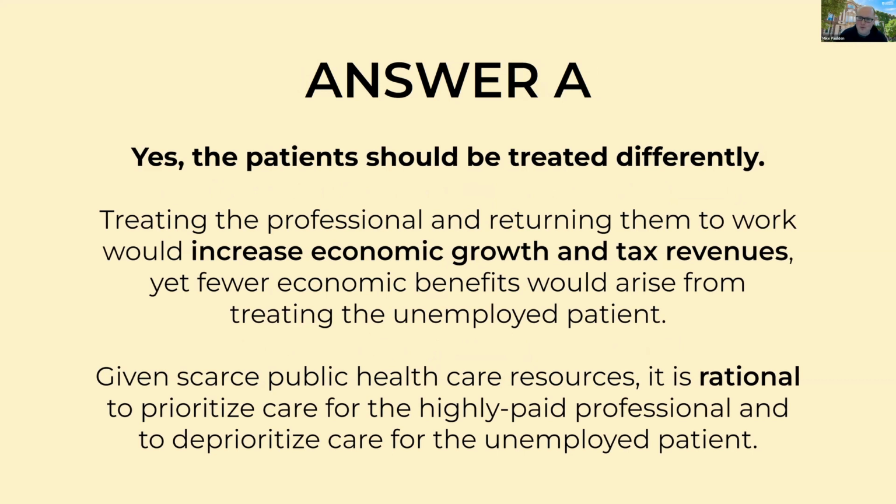And there's a couple of possible ways of answering this. One would be, I'll call this answer A, yes, the patient should be treated differently. Treating the professional and returning them to work would increase economic growth and tax revenues, yet fewer economic benefits would arise from treating the unemployed patient. So given that we have scarce public healthcare resources, it is rational to prioritize care for the highly paid professional and to deprioritize care for the unemployed patient. Remember, with a constrained budget, you cannot prioritize care for one patient without deprioritizing other patients. And so it's entirely rational to get that professional back to work sooner. The sooner we do that, the more they can earn, and they can pay tax. We can use tax to fund other people's healthcare, right? So it makes perfect sense to prioritize the highly paid professional.